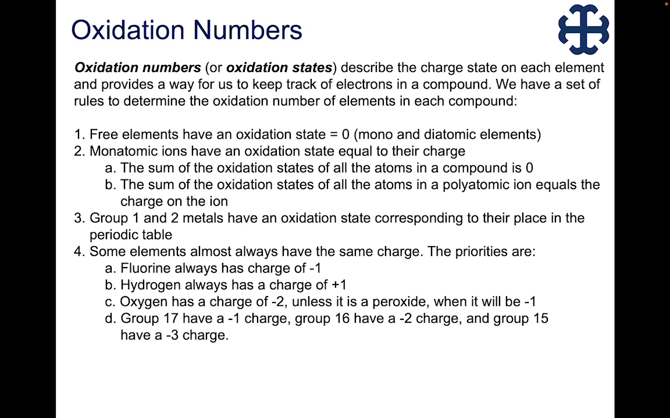Group 16 should have a charge of minus 2, and group 15 will have a charge of minus 3. Okay? And those are rules that we've already had in place on the periodic table. Finally, last rule, all other element oxidation states are calculated based on what is left.